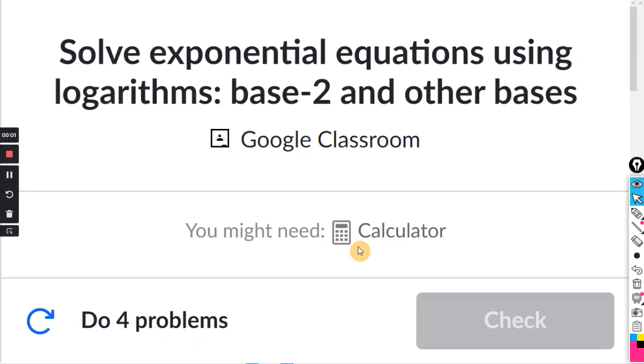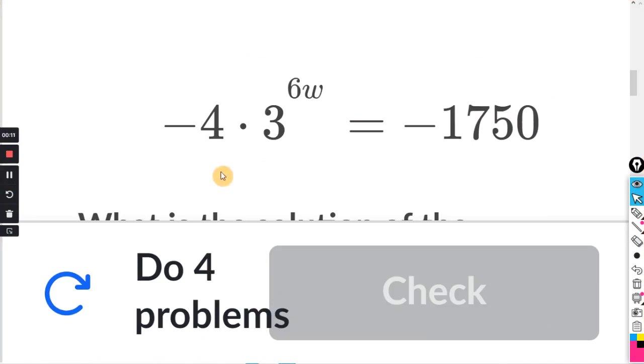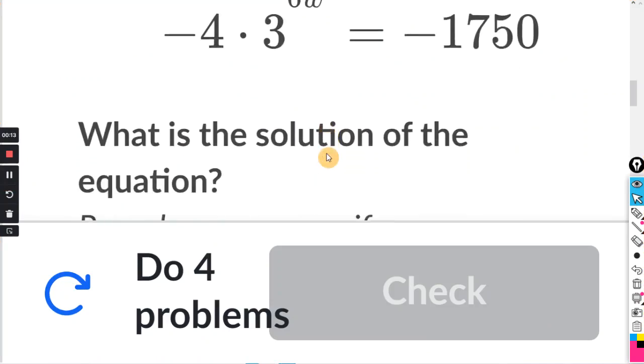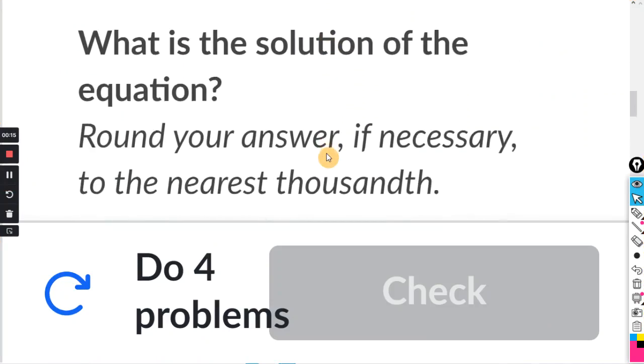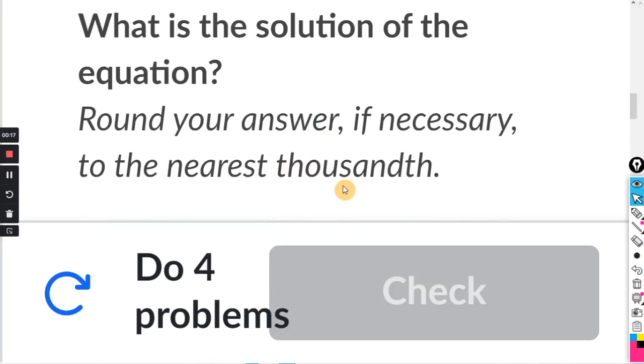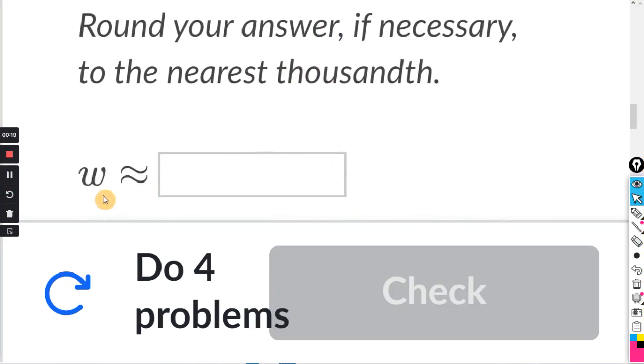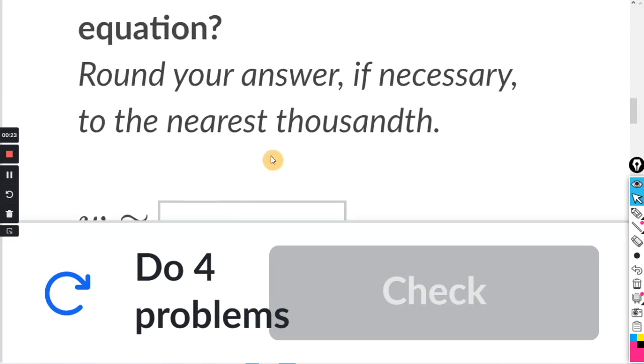This will be for the con exercise. Solve exponential equations using logarithms, base 2, and other bases. So here is our equation, and they want us to round the answer to the nearest thousandth. That's 3 decimals. So we're just solving for the variable w and approximating if necessary.